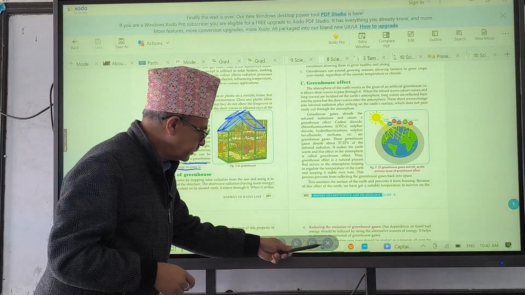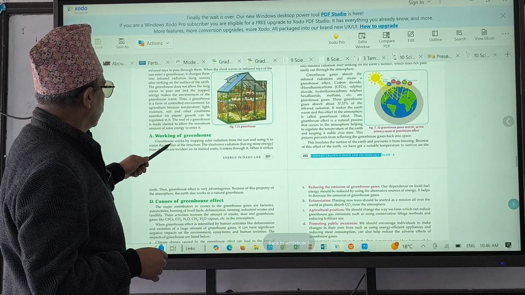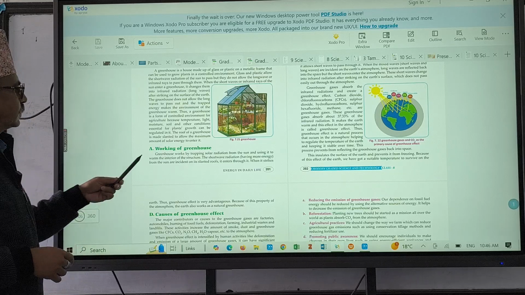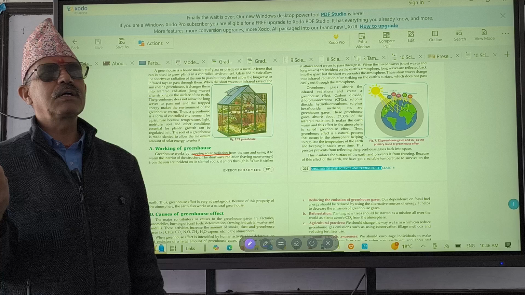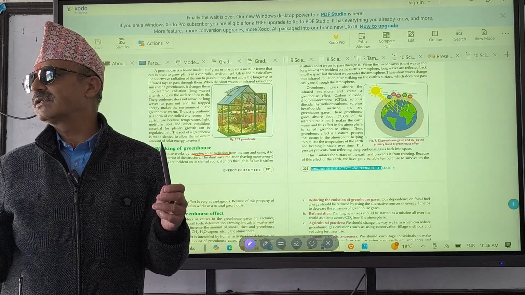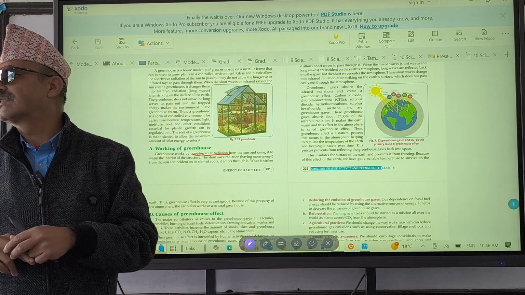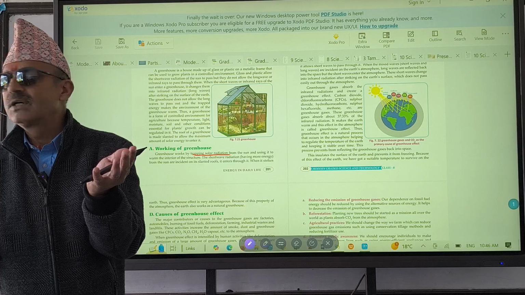So next one is here. What is next? Working of a greenhouse. What does a greenhouse do? It traps the solar radiation. Heat coming from the sun is trapped by the greenhouse and temperature is increased. When the heat is trapped, temperature is increased.